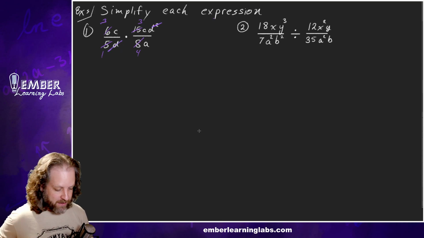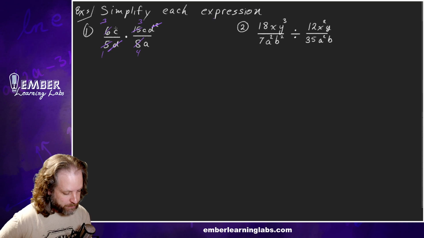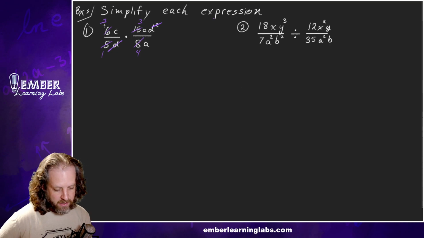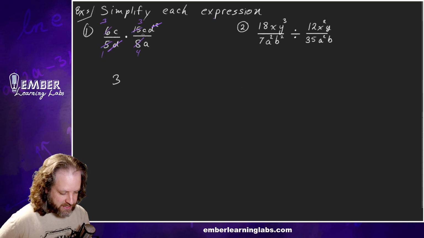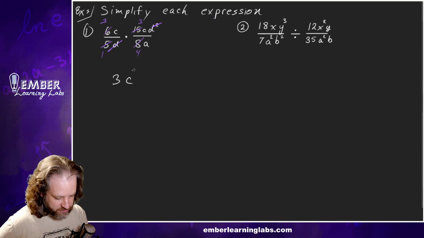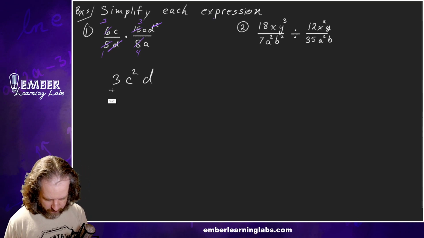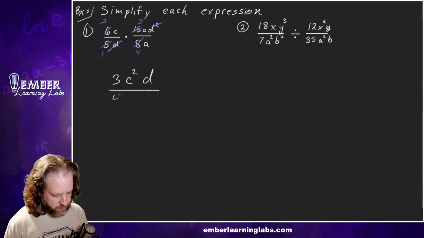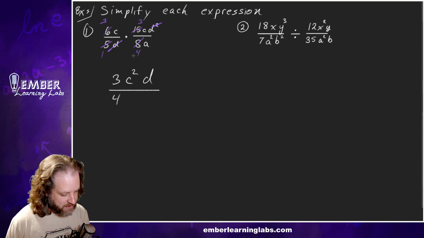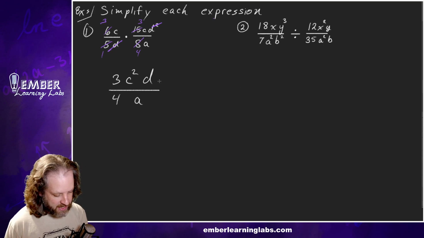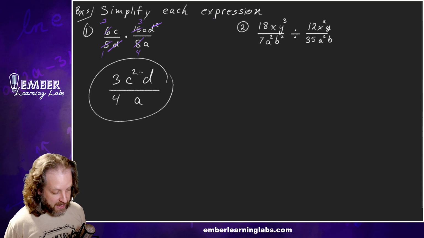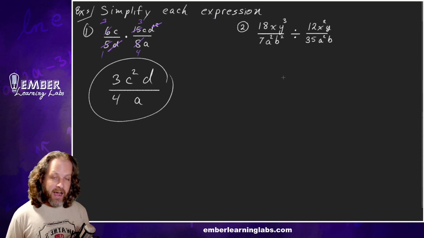And so what we're left with, we've got to multiply our numbers. What we're left with is 3 times 3 is 3. C times C is C squared, and D doesn't go with anything, so it's just a D over 1 times 4 is 4, and there's nothing else to multiply letters, so it's just an A left in the denominator. Easy peasy.